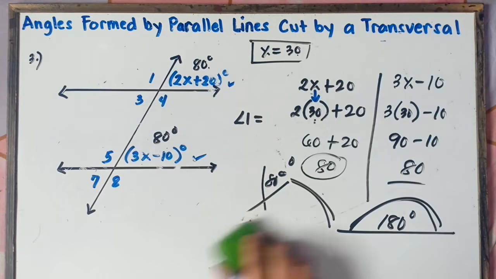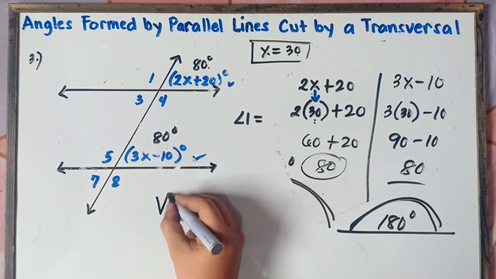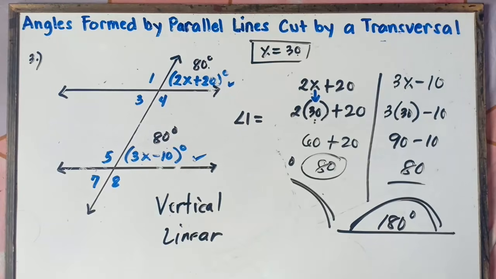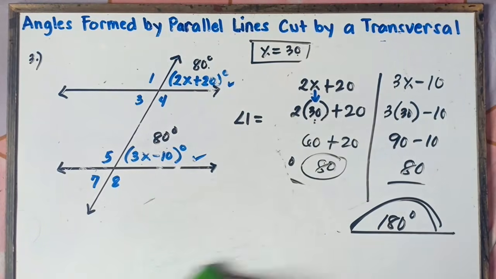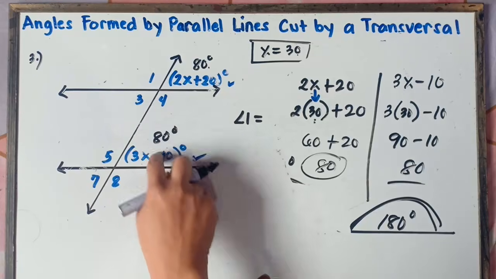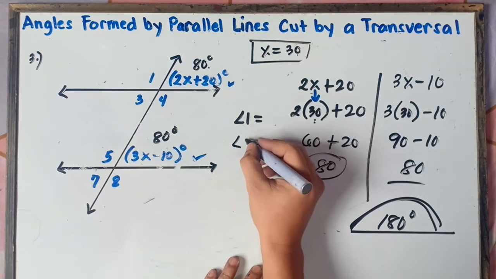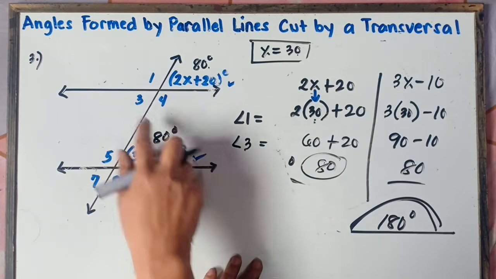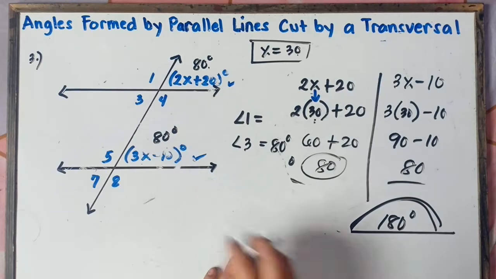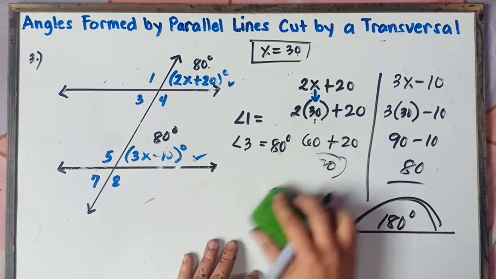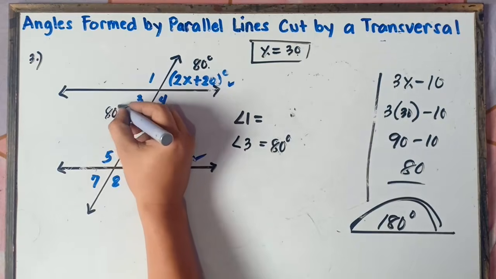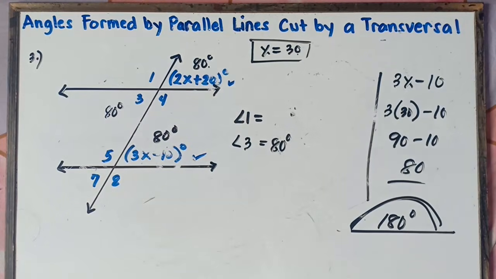But if you're confused with that one, class, once again, very helpful, class, for vertical angles and then linear pair. But if you're confused with that one, go ahead, class, recall alternate interior angles. This angle and this angle, they are alternate interior angles. Therefore, if this is 80 degrees, angle 3 should be 80 degrees. We call that one alternate interior angles, and they are always congruent. So this is also 80 degrees. Okay, angle 3 is 80 degrees.